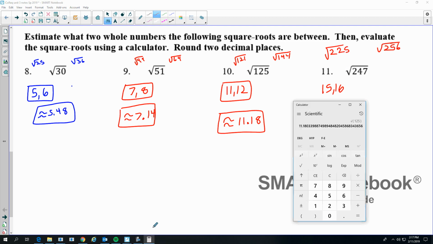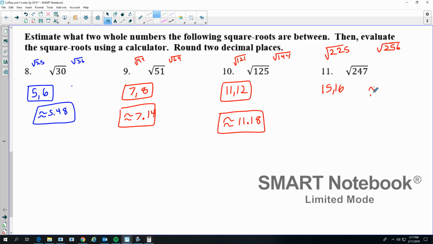And so we go ahead and grab our calculator, clear that out. So 247, and we'll go ahead and square root it. And this one we have to round just like the first one. So you see that after the third decimal place is a 6. So we got to round that 1 up to a 2. So this is going to be 15.72. There we go.